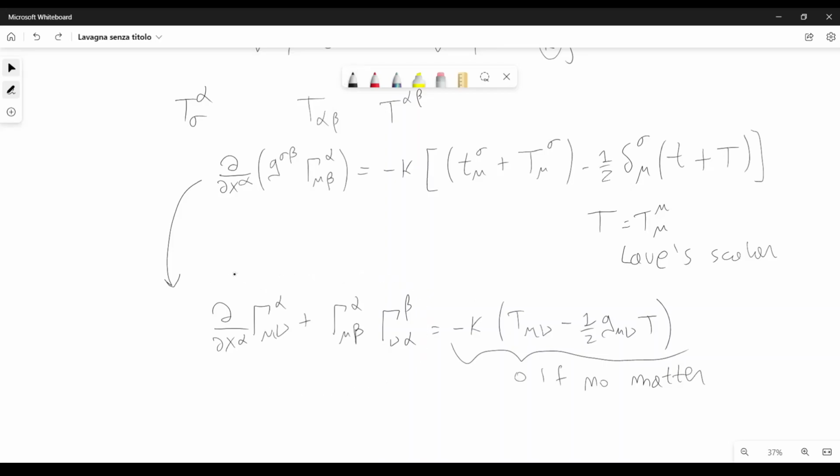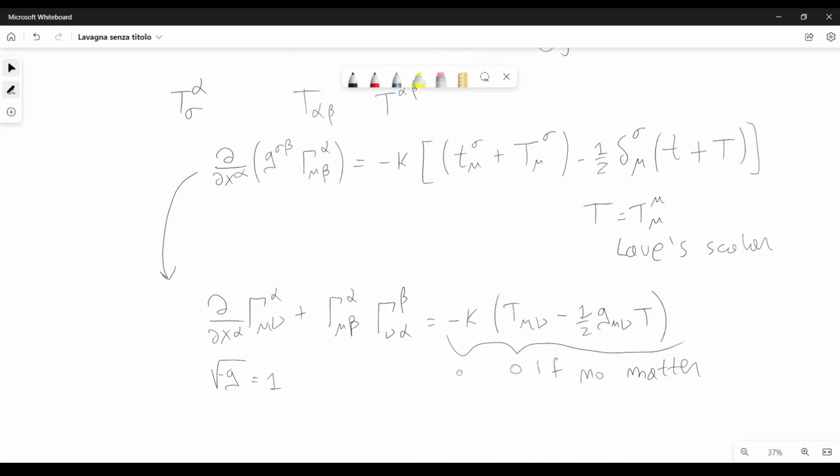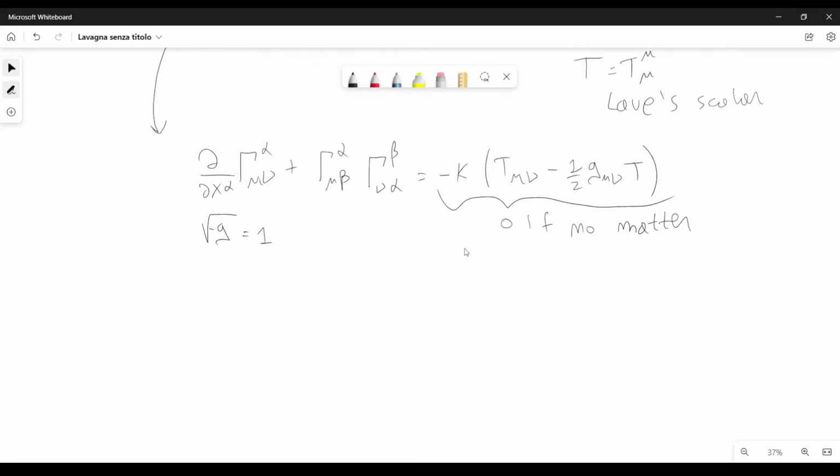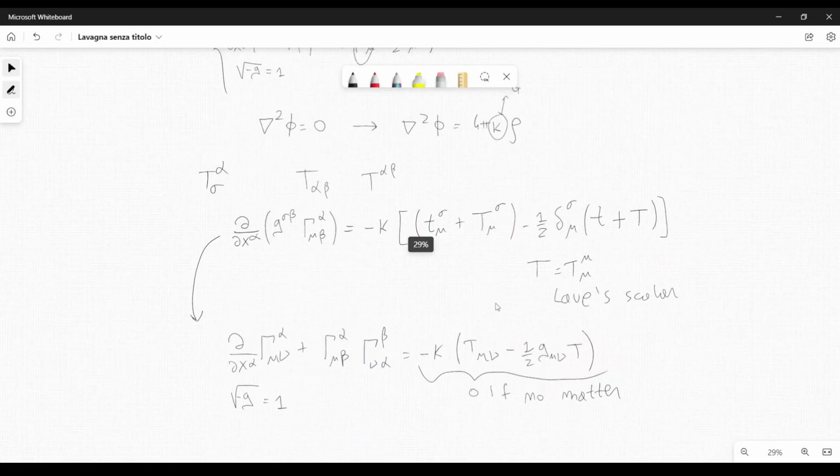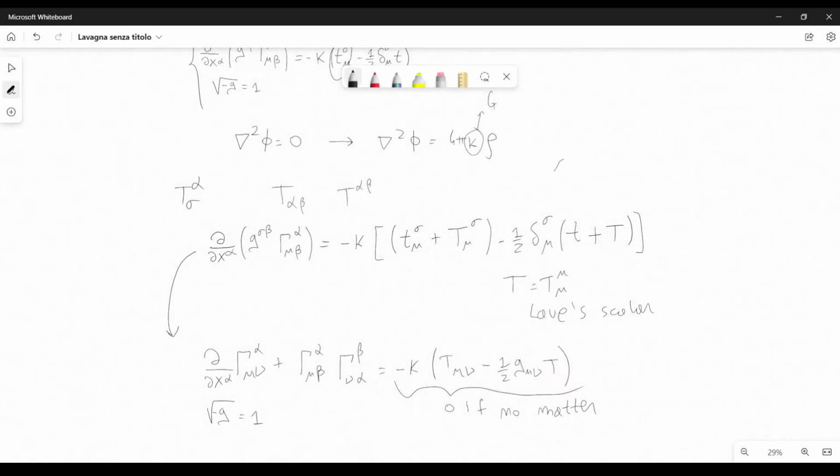We also derived it from a variational principle. And remember that the condition that the square root of minus g should be 1 is still valid. Now let's consider the laws of conservation in the general case. We have to ascertain that the law of conservation is satisfied also in the general case. Let's contract the indices sigma and mu in this equation here.